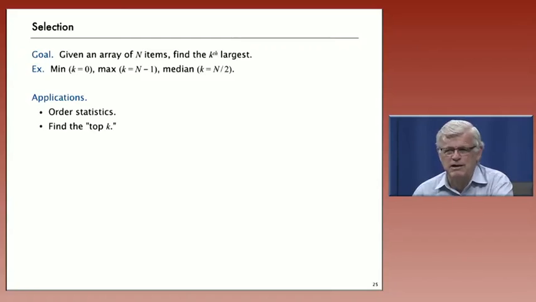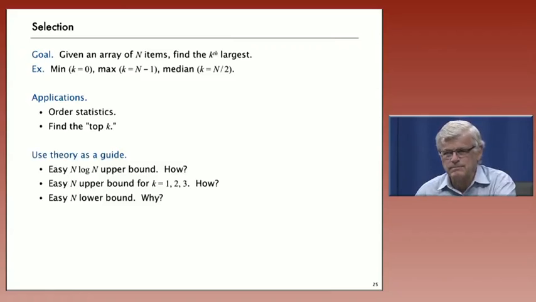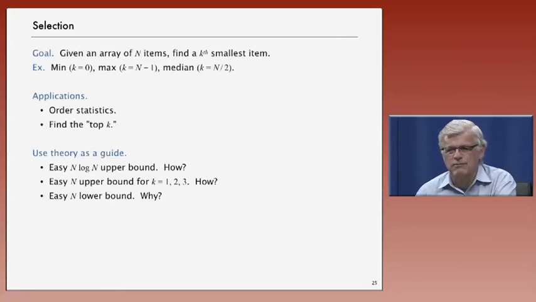And there's many kinds of applications when people processing data want to find the top k, or the median, or other order statistics. So that's what selection is all about. Now, here's an example where we want to use theory as a guide. What kind of efficiency might we expect in a selection algorithm? Well, first of all, it's easy to see that we can solve selection in n log n time. How would we do that? Well, we just sort the array, and then if we want to find the smallest, you look in the first position, or the largest, you look in the last position, or the median, you look in the middle.